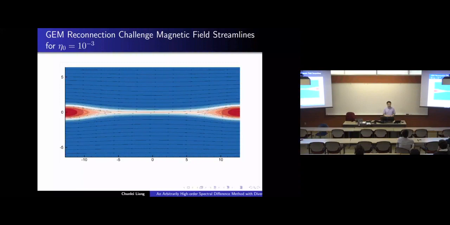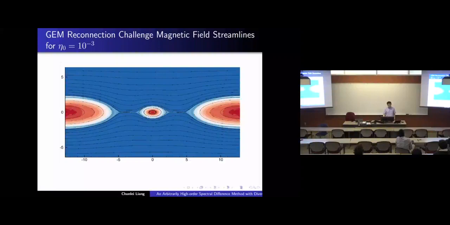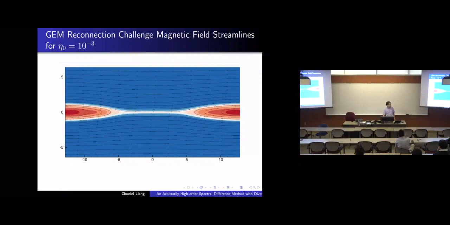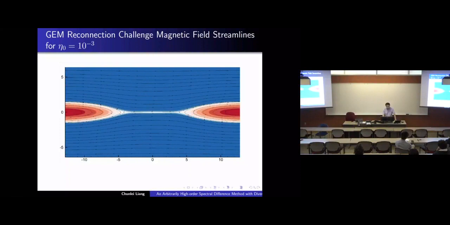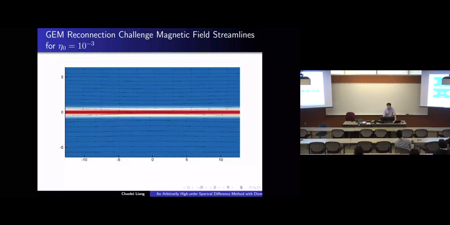So I think this is a new direction, and it will take at least one more PhD student to really make a very reliable method for simulating Hall MHD. What I show today is purely the standard MHD, but for magnetic reconnection, I think we need Hall MHD. All right, let me do a short summary.